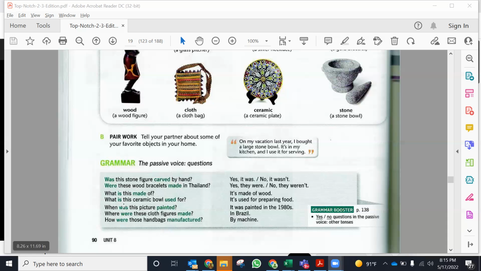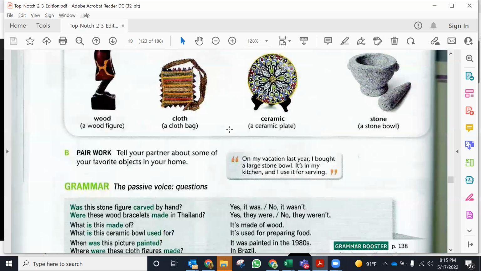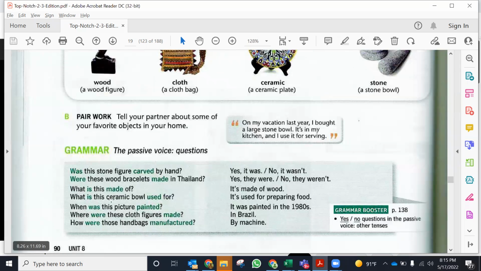Seguimos. Was, la oración activa estaba en pasado simple. Por eso usamos was. Where, la oración activa también estaba en pasado simple. Por eso usamos where. Y el último caso es igual. Ahora, tengo dos palabras resaltadas en otro color. Tenemos was y también painted. Tenemos where y también made. Where y manufactured.